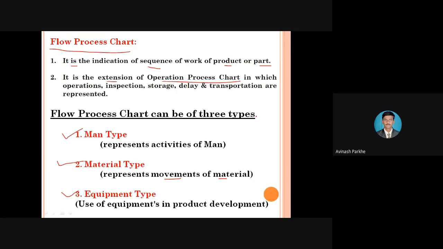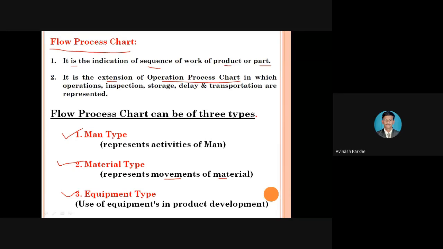In addition to that, this flow process chart is useful to reduce the cycle time. Cycle time means the amount of time required to convert the raw material into the finished goods. While converting that raw material into the finished goods, a number of operations are performed on the product. So if any unnecessary operations are observed in the flow, such unnecessary operations can be identified by using this flow process chart.